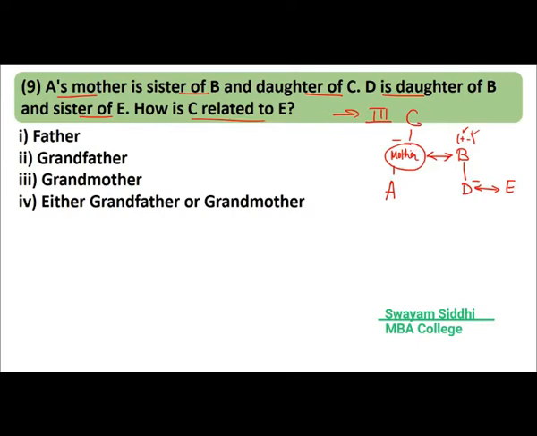C's next generation is this. Children, and children's children means grandfather or grandmother. We do not know what exactly C is. C can be father of these children, or C can be mother of these children. It is just given A's mother is daughter of C. They have never mentioned whether C is male or female. We do not know. So it is either grandfather or grandmother. Moving to next question.